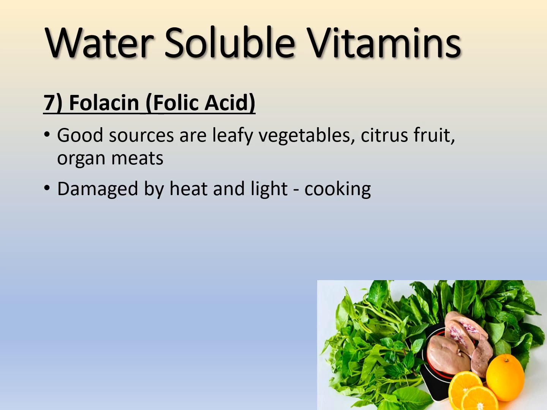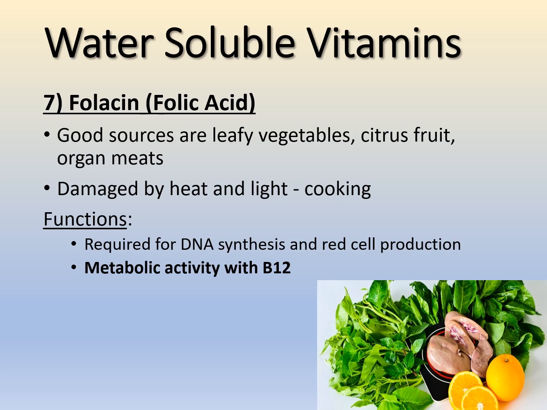So now we'll talk about folacin, also known as folic acid. I love how they often change names of vitamins, or they have multiple different names, so it can be quite confusing. But folic acid is found in a lot of leafy vegetables, citrus fruit, and even organ meats, but it can be damaged by heat and light. So cooking can damage it. So raw veggies and fruit are much better sources.